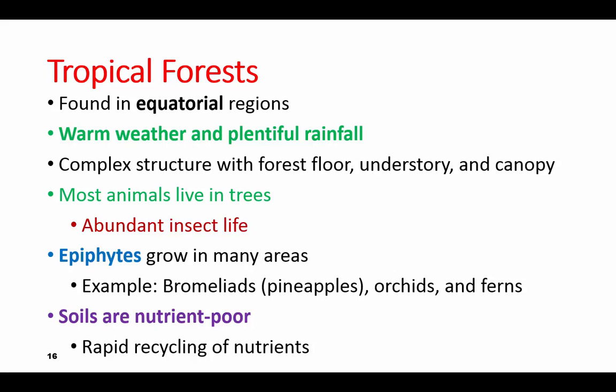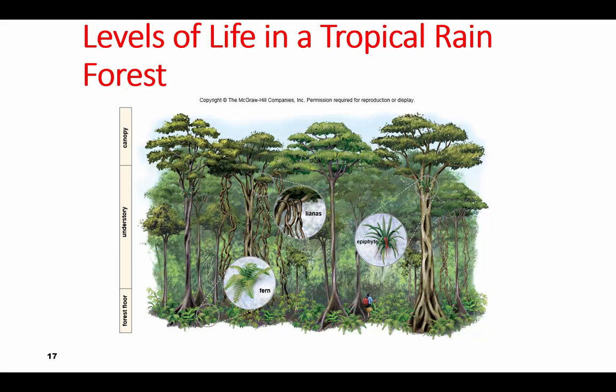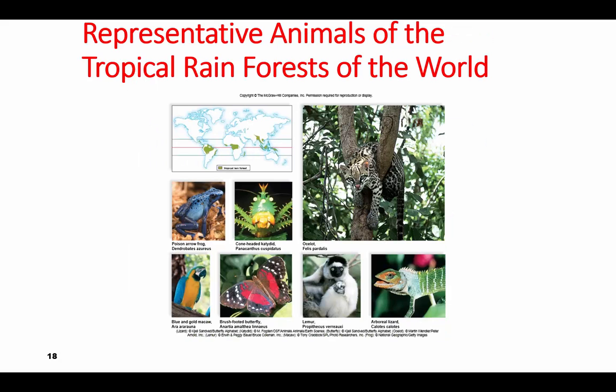And there's three layers. There's a forest floor, there's an understory, and then there's the canopy. And you can see this here. And some of the animals never leave the canopy. And these are some representative animals that you would find there. All sorts, a lot of biodiversity there.